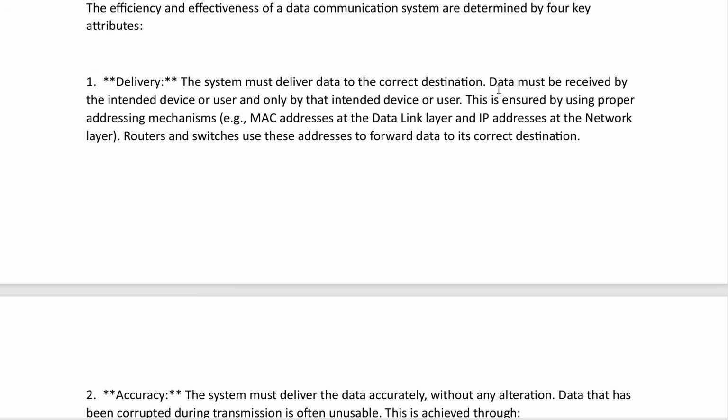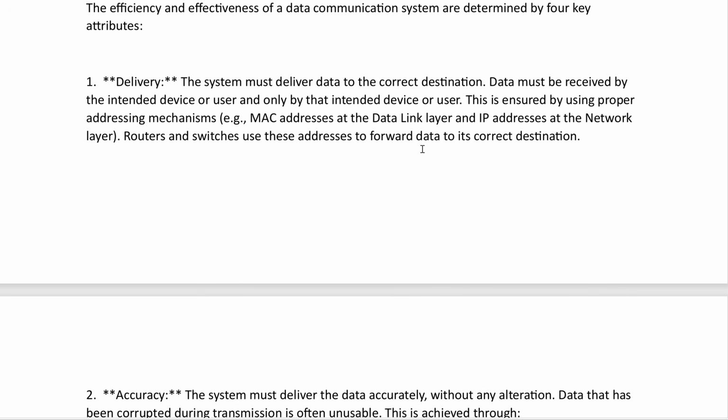Delivery means the system must deliver data to the correct destination. Data must be received by the intended device or user and only by that intended device or user. This is ensured by using proper addressing mechanisms like MAC addresses at the data link layer and IP addresses at the network layer.